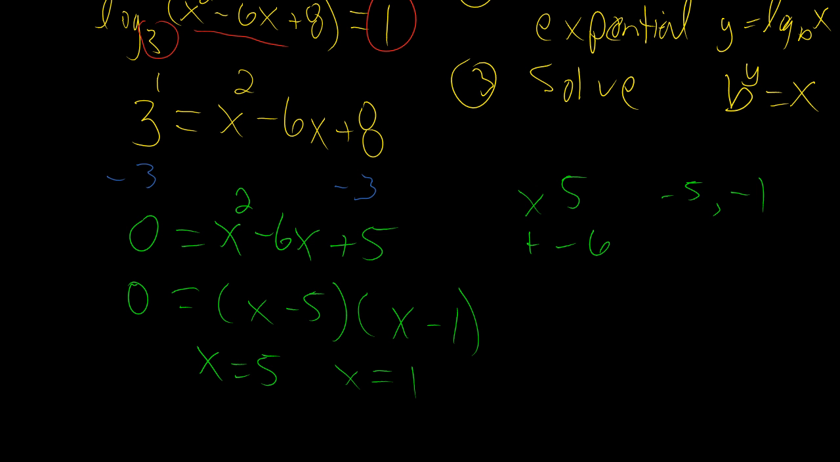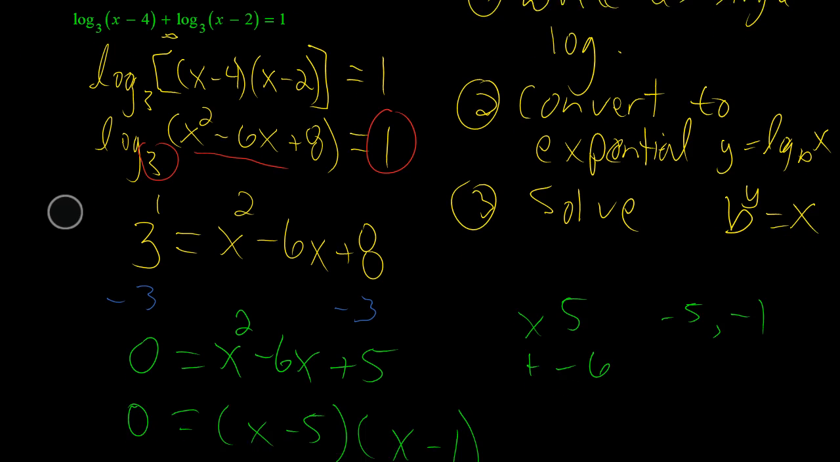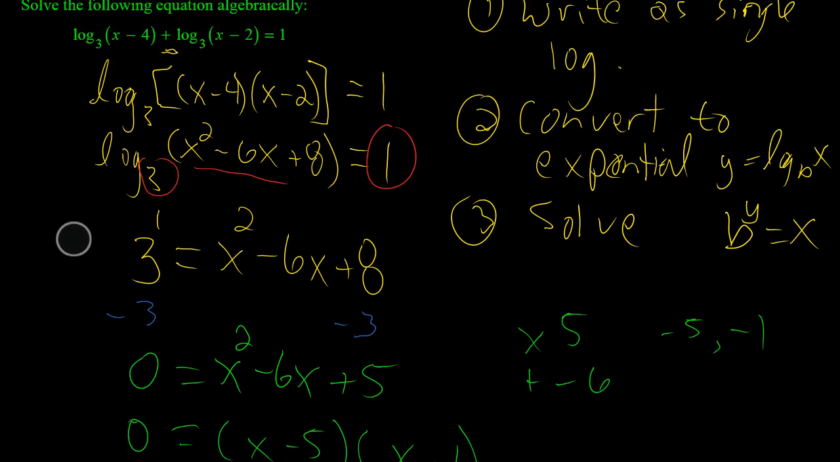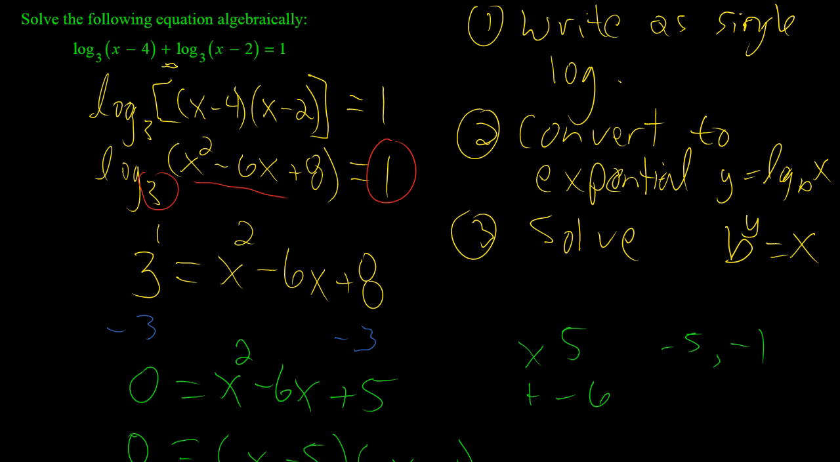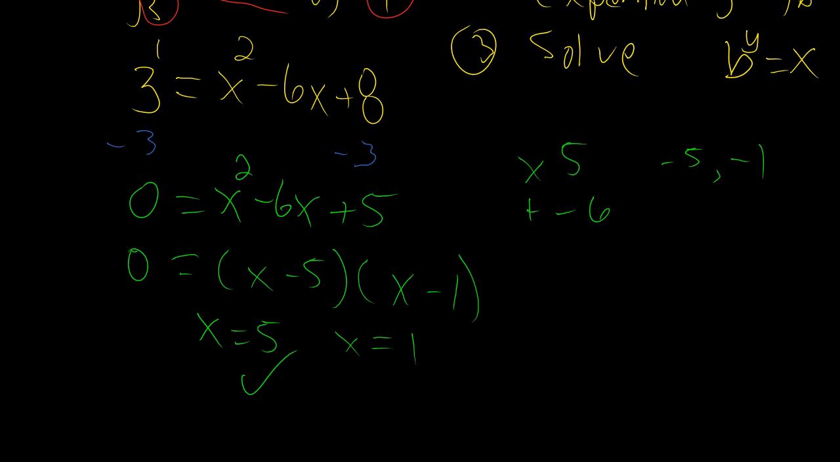So we want to check these 2 possible solutions in our original equation. And checking solutions is really easy when it comes to logs. We just want to make sure we're not getting a negative in the expression. So when we check the 5, 5 minus 4 is 1. So log base 3 of 1 is actually 0. 5 minus 2 is 3. So that's great. Log base 3 of 3 is 1, so 0 plus 1 is 1. So when we check this, it works.